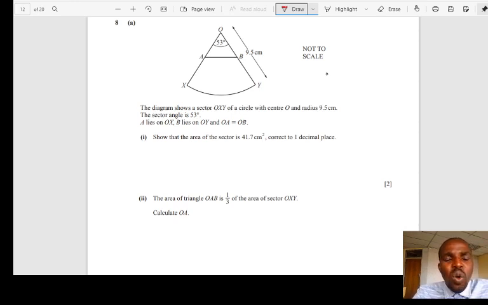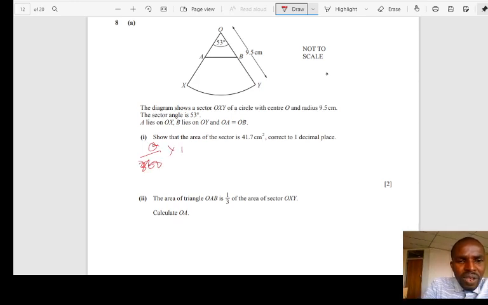A lies on OX, B lies on OY, and OA is equal to OB. Show that the area of the sector is 41.7, correct to one decimal place. Area of the sector, you say theta over 360 times pi r squared, the area of a circle, because a sector is actually part of the area of a circle.